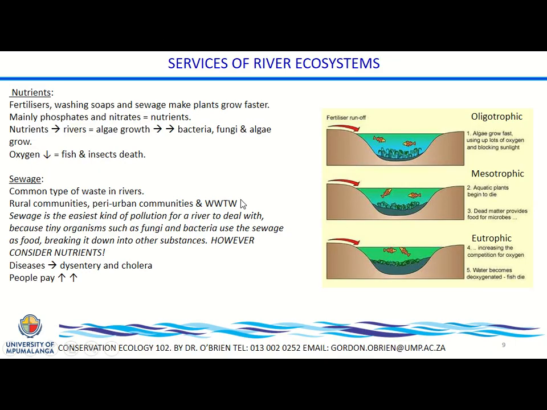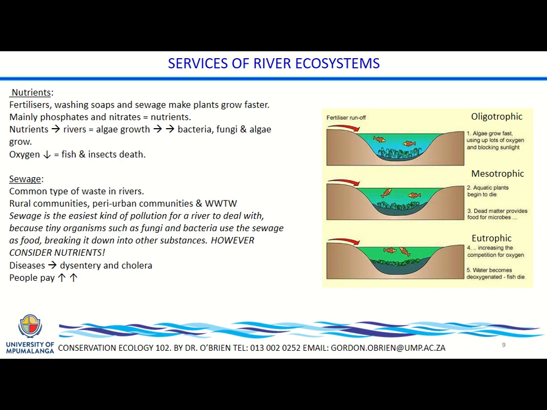Okay, so I've added there oligotrophic, mesotrophic, and eutrophic. Those are the 3 different levels of salt loading in your system. Oligotrophic, mesotrophic, eutrophic. Oligo is low, meso is middle, eu is high. Okay.